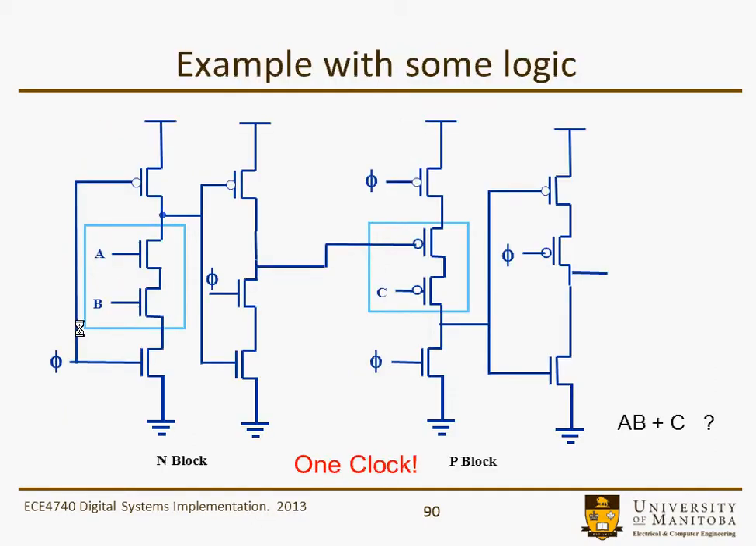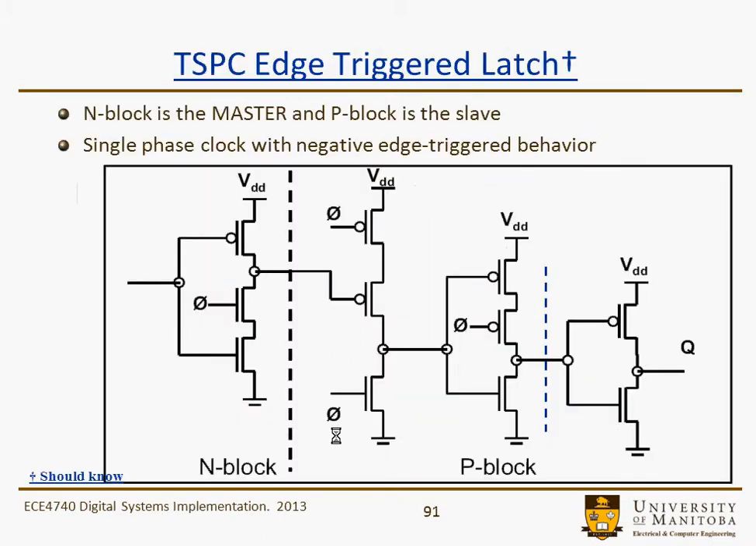Here's an example with some logic embedded into it. You'd have to sort of go through a timing diagram and see how it functions properly. But in this particular case, the main point here is it's one clock. So there's no phi bar on this figure at all. And you could certainly simulate that with any type of a switch level simulator.